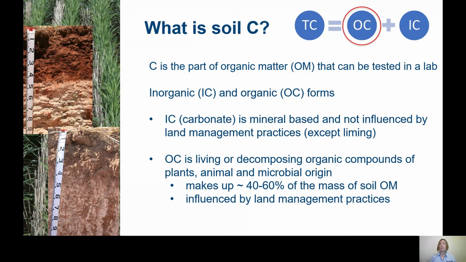Organic carbon is really from plant, animal, or microbial origin, and it's living or decomposing forms of it. And we have organic compounds in there that can be quite complex. Now, organic carbon makes up about 40 to 60% of the mass of the soil organic matter, so it's a fair proportion of it, and it is definitely influenced by land management practices. So what we do has a great effect on what our organic carbon is.